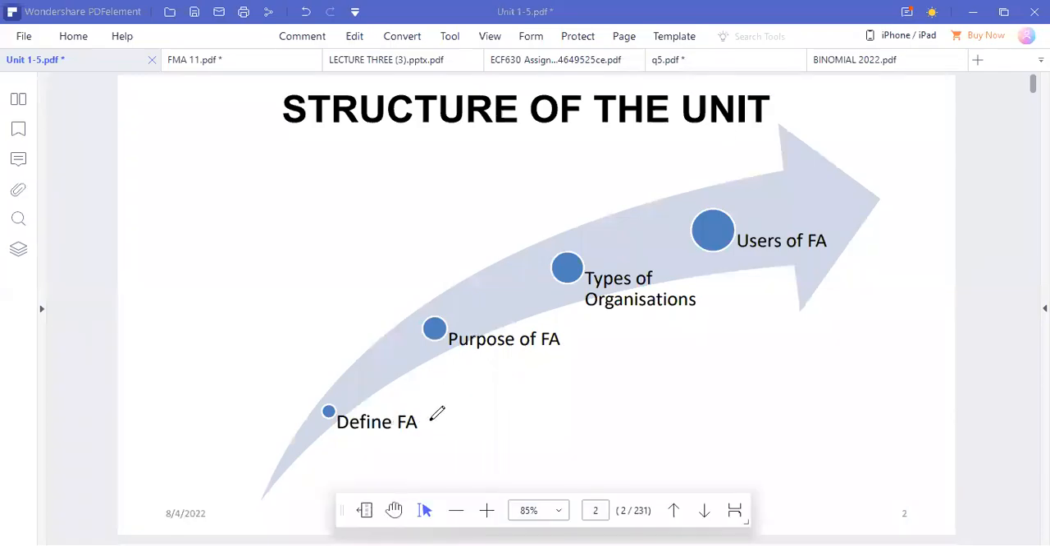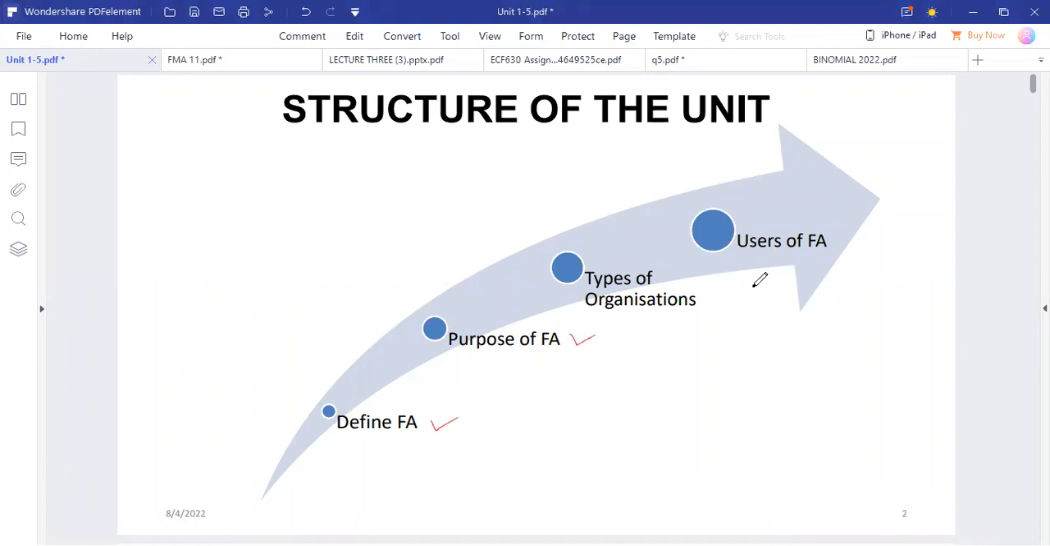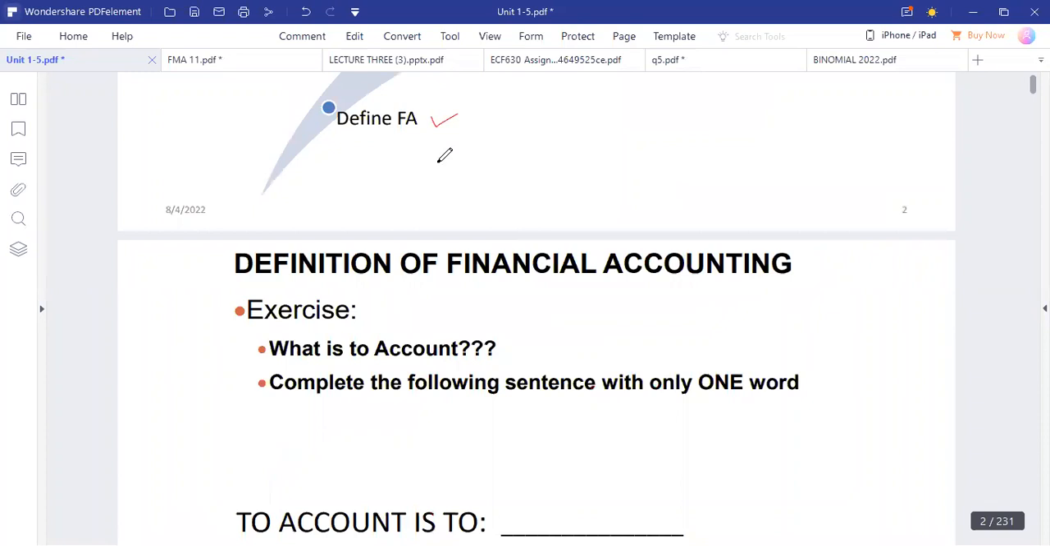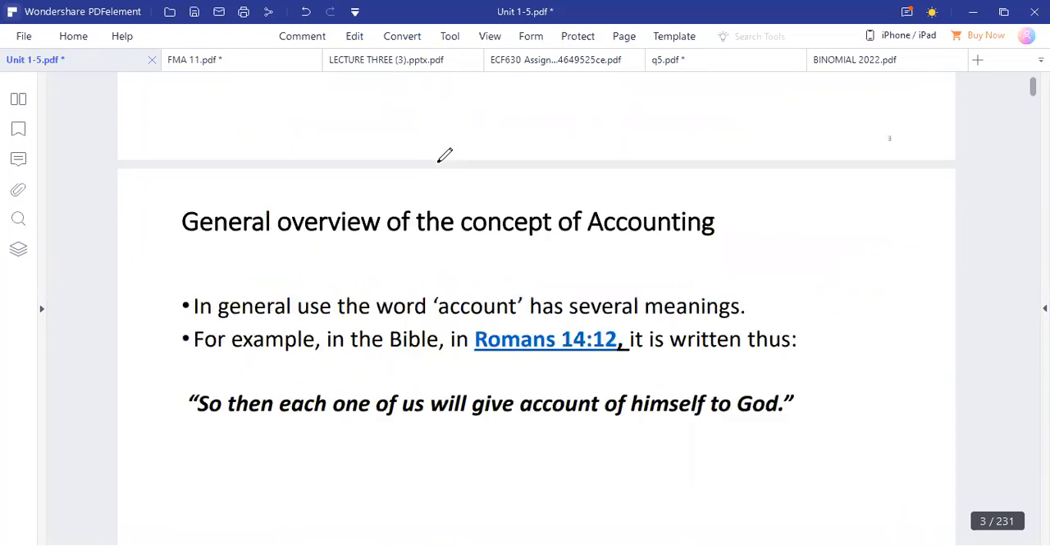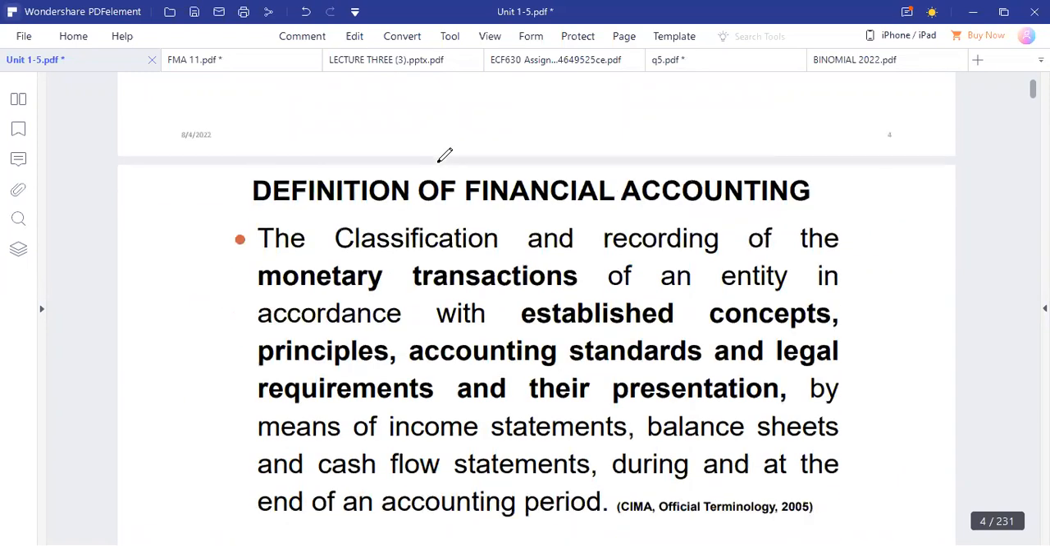So in this unit, we'll first define what financial accounting is, its purpose. We'll look at the types of organizations and also the users of financial accounting information. So to start with, we are going to define financial accounting simply as a classification, recording of monetary transactions of an entity in accordance with the concepts, principles, accounting standards, and also the legal requirement of their representation.